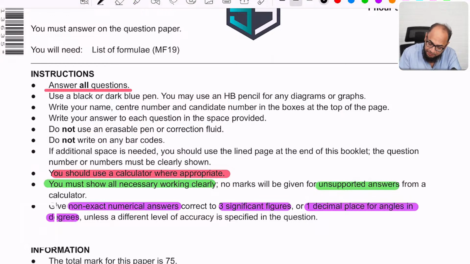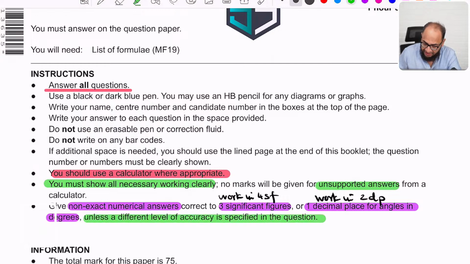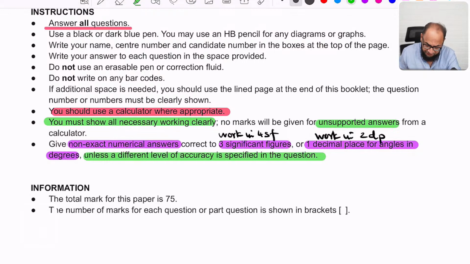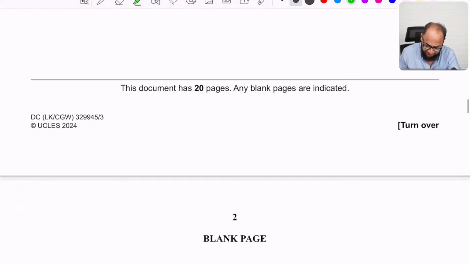That means, let me write it down. That means work in 4 SF for all the calculation, including angle in radians, and work in 2 decimal places for angle in degrees. Unless a different level of accuracy is specified in the question. So if they say give the answer correct to the nearest integer, we should give the answer correct to the nearest integer. The total mark is 75. The number of marks for each question is given.